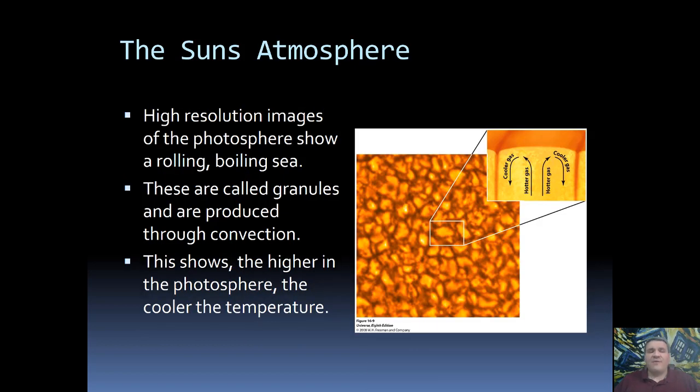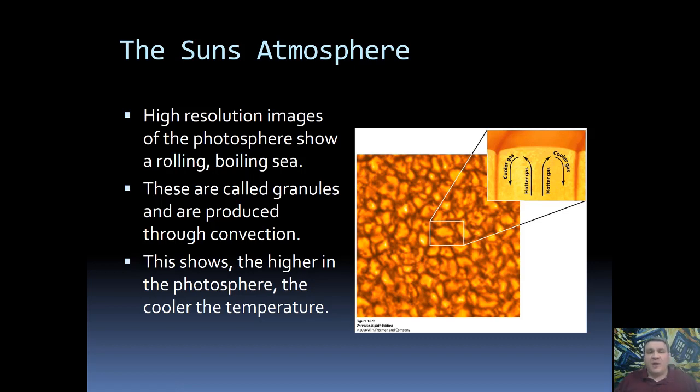Now, using very high-resolution images of the photosphere, it appears to be a roiling, boiling sea. Now, these pockets that we see, these are referred to as granules, and it's thought that these actually come from convection. The center part that is bright is where the hot gas is rising, and the edges that are darker are where the cooler gas is then sinking.